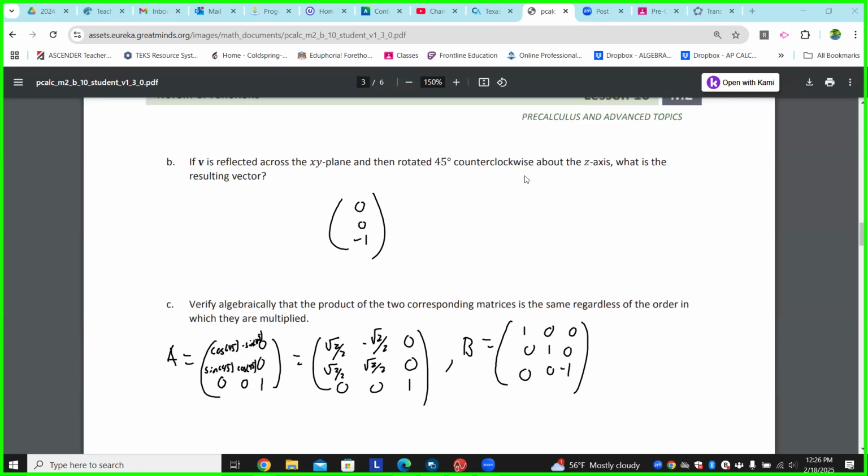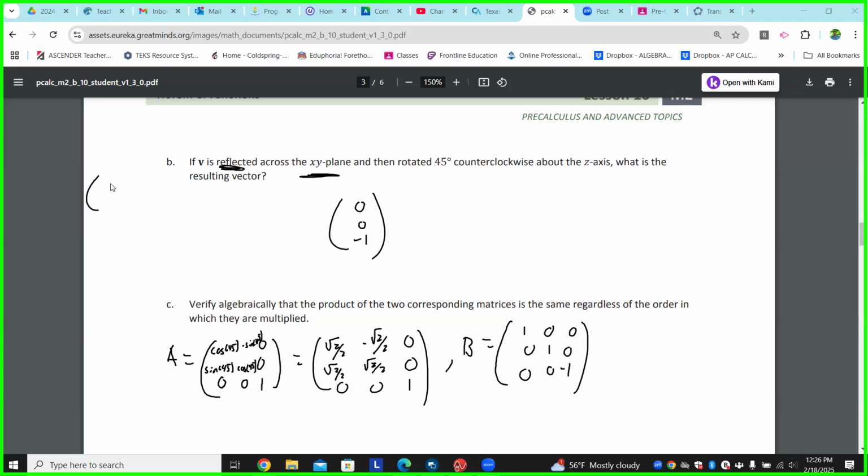The B matrix is going to be the reflection across the XY plane. So if I'm reflecting across the XY plane, the XY plane is not moving. So that means the x-axis and y-axis results will be the same. The only thing that's reflecting across the xy plane is the z-axis. We keep it like the identity matrix. That's where we start.